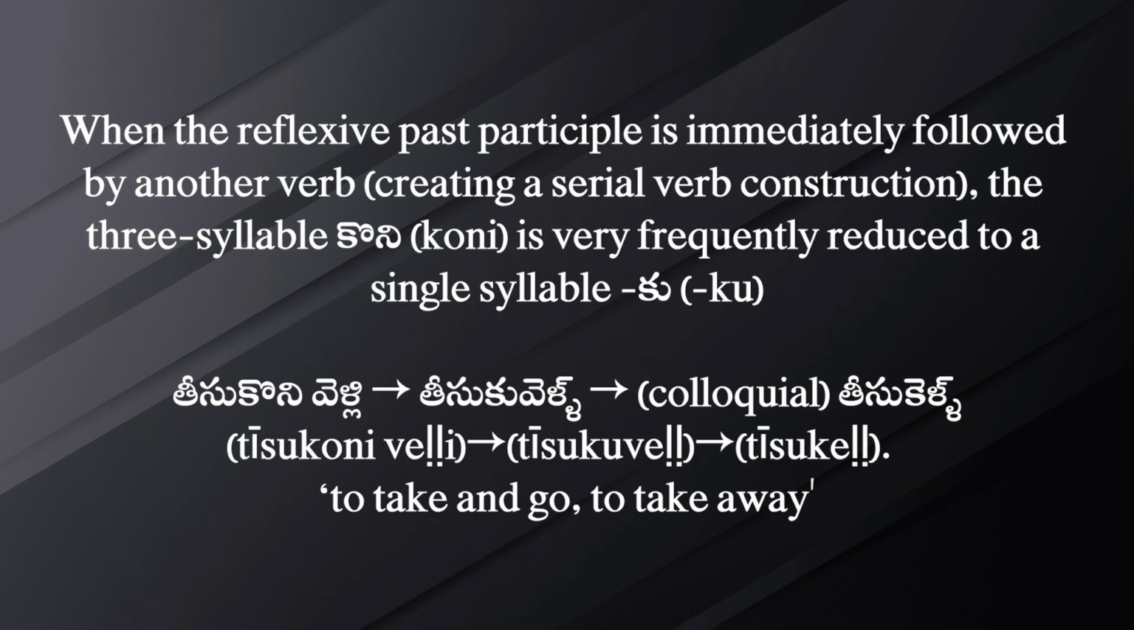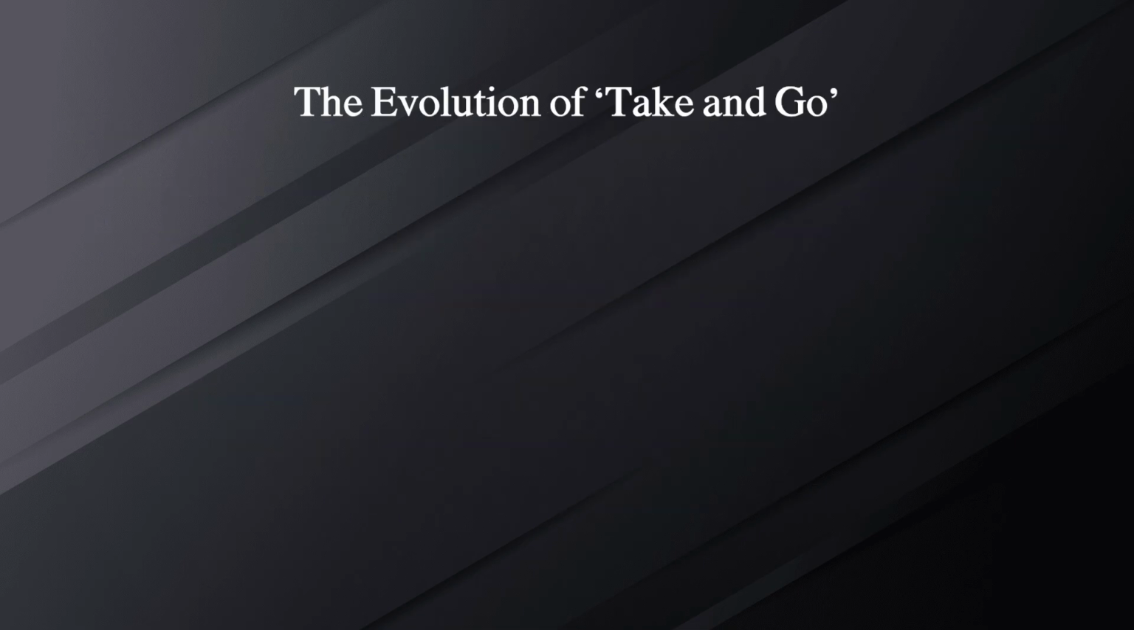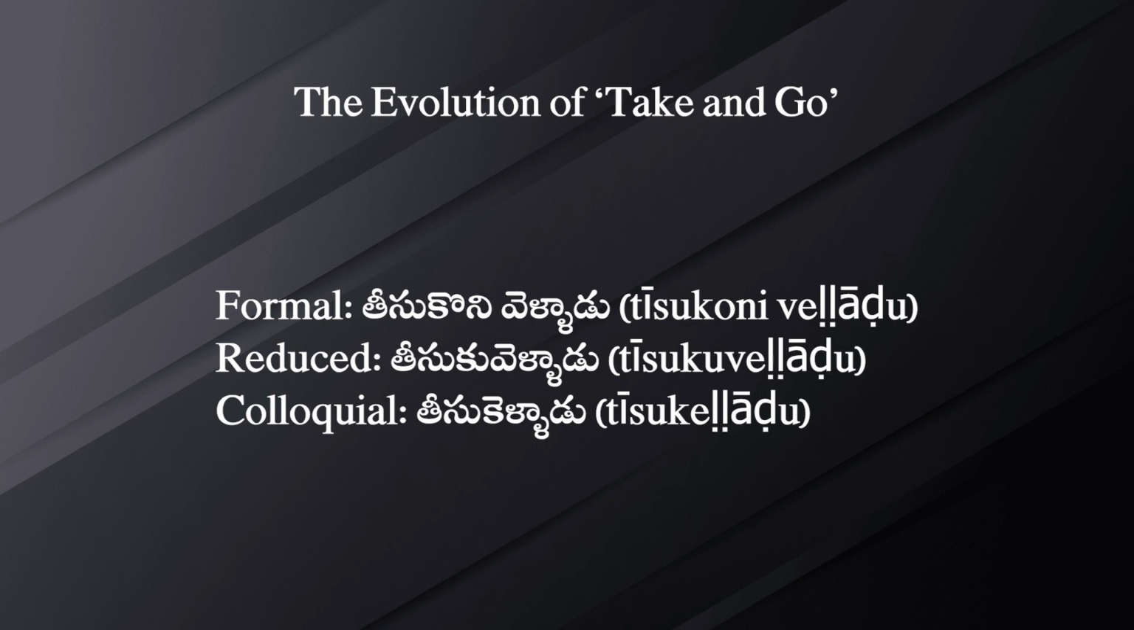When the reflexive past participle is immediately followed by another verb, the three-syllable koni is very frequently reduced to a single syllable ku. Tisukoni velli becomes tiskuvellu, becomes tiskellu. To take and go, to take away. The evolution of take and go, formal examples, తీసుకొని వెళ్ళాడు, reduced one, తీసుకు వెళ్ళాడు, colloquial, తీసుకెళ్ళాడు.